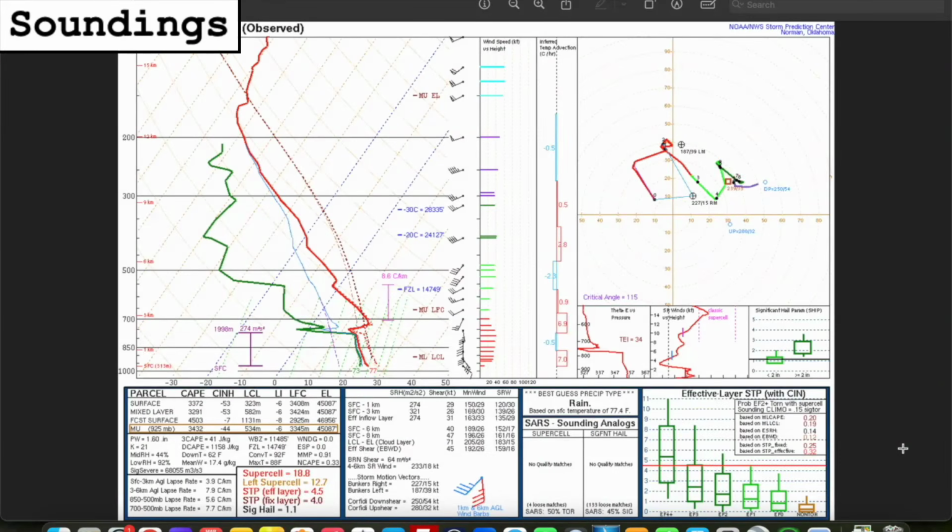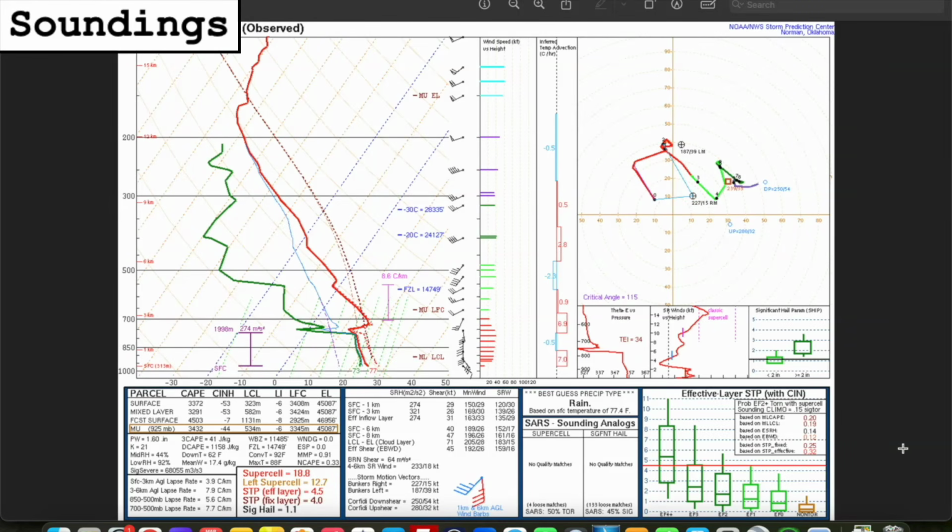Finally, let's talk briefly about soundings. I know these diagrams can be pretty intimidating if you're just seeing them for the first time or just getting into severe weather forecasting and storm chasing, but they are one of our most critical tools that we can use when making a forecast, so it's definitely worth inclusion.